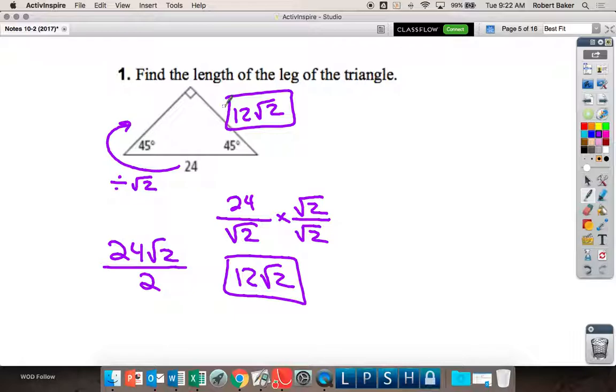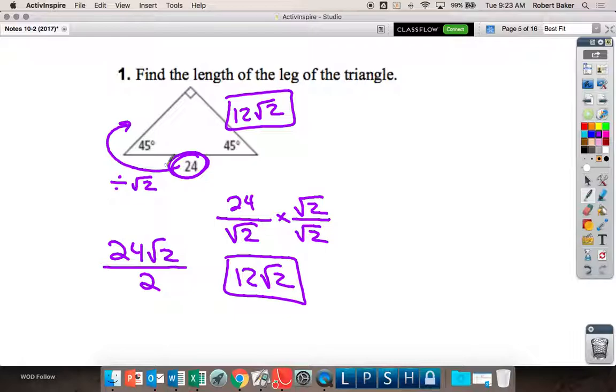Notice what we started with. We started with a 24, right? And I told you earlier, if the hypotenuse is a whole number, the leg should have a radical. Anybody check what is 12 times 2? You know the radical has to be the square root of 2. Well, what's the other number on the outside that makes 24?